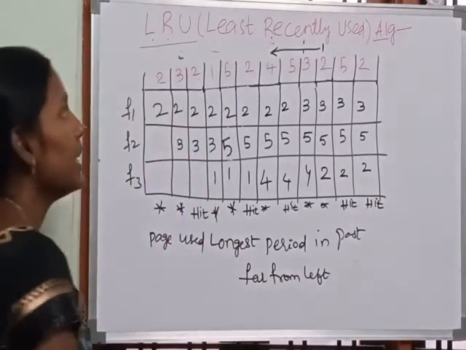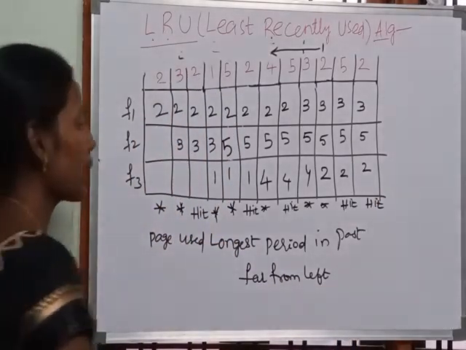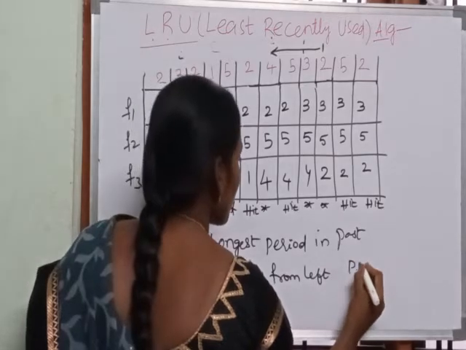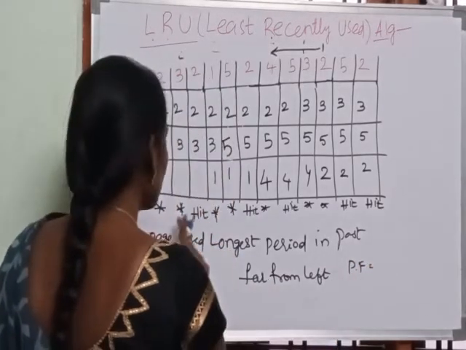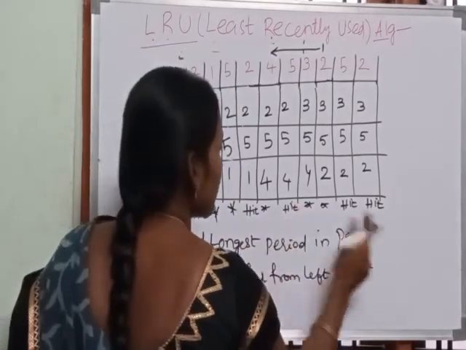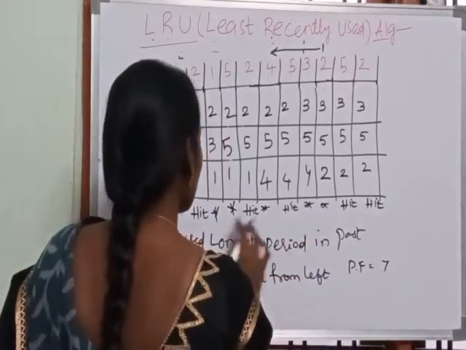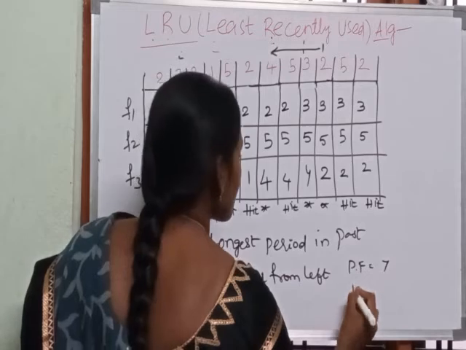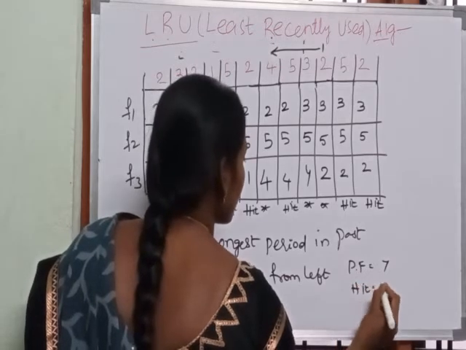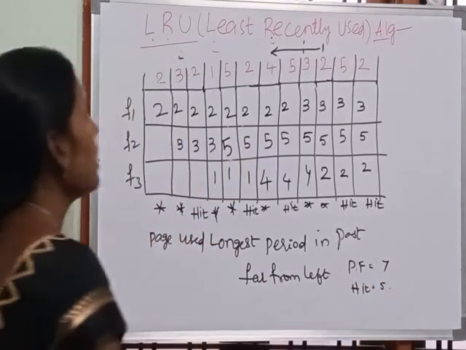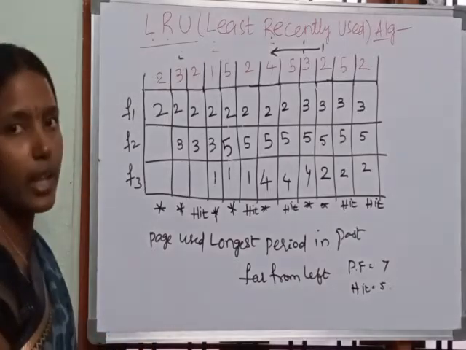So this is the least recently used algorithm. In this, how many page faults do we have? 1, 2, 3, 4, 5, 6, 7. 7 page faults we have. Page hits are 1, 2, 3, 4, 5. 5 page hits. So this is the least recently used algorithm.